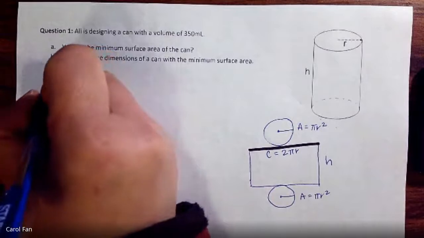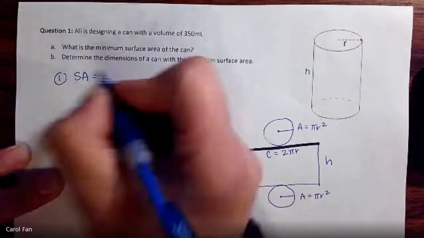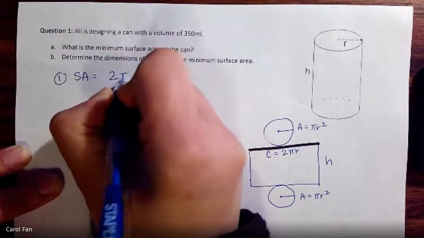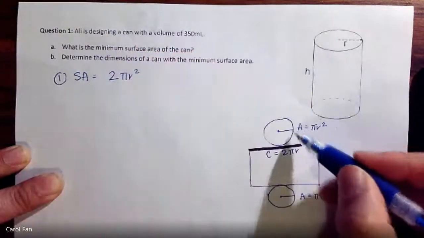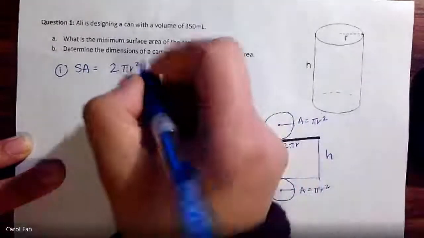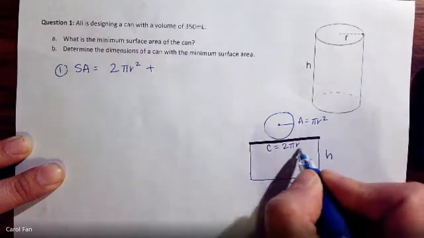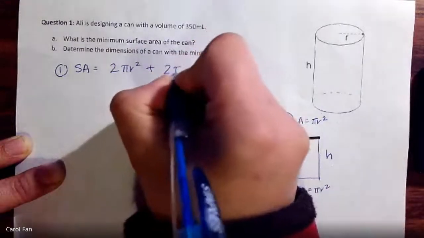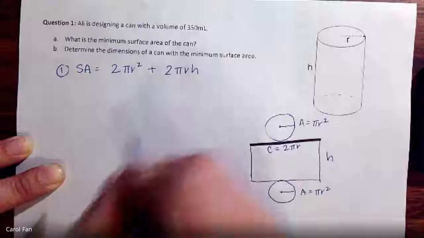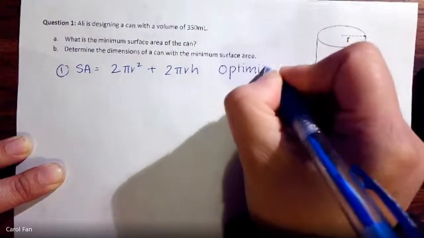I have my first equation for surface area. Surface area is 2 pi r squared, one for the top and one for the bottom circle, plus length times width, so 2 pi r times h. Now, this is the value that I want to optimize.